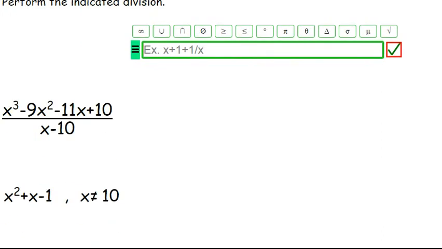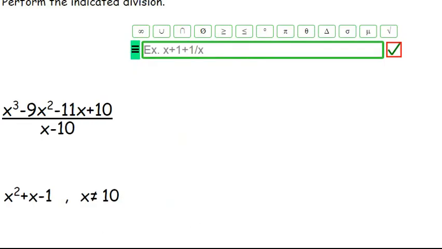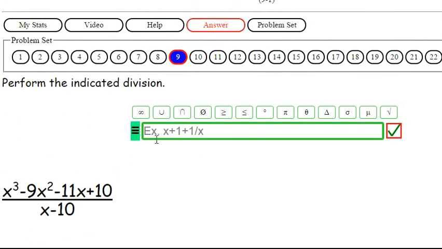Now, I didn't state this in some of the earlier problems, that x can't be equal to whatever makes the denominator 0. I'm stating it now, nothing really special other than we're mentioning it. What do we get? x squared plus x minus 1. That's what it looks like. And maybe I'm mentioning it because this is not a fraction anymore, really. Okay, so we're done with that.